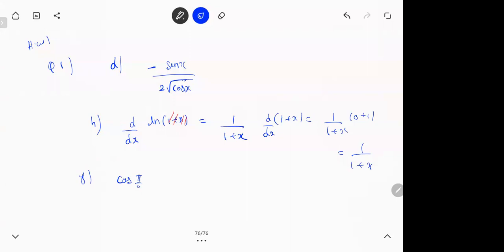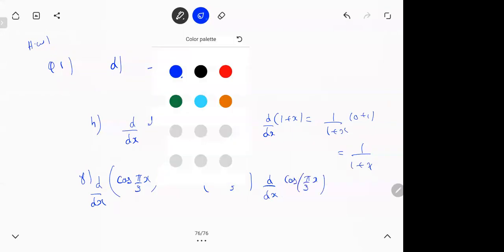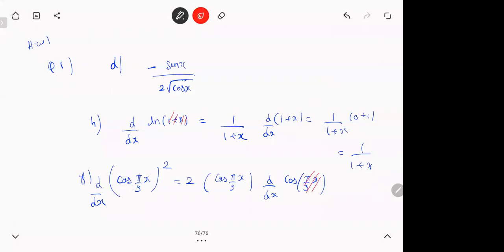This is cos of pi by 3x whole square, no? So 2 into cos pi by 3x. Then differentiate cos pi by 3x. Again, this is also some function, no? The differential will be sin pi by 3x. And then differentiate again pi by 3x. Then you get pi by 3 outside. There.